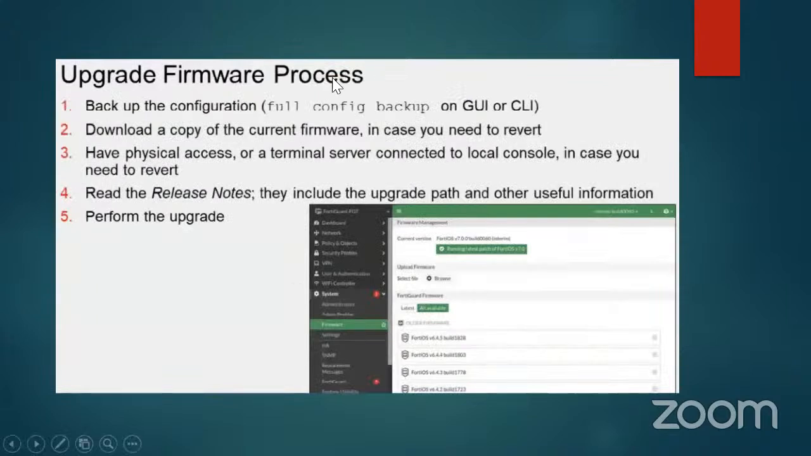Now, how do you upgrade the firmware? First thing is, these are very basic things. You need not get into this just for the sake of learning Fortinet. But in your day-to-day activity, if you're using Fortinet, these tips and tricks that I'm telling you will be very helpful for you. So how do you upgrade the firmware?